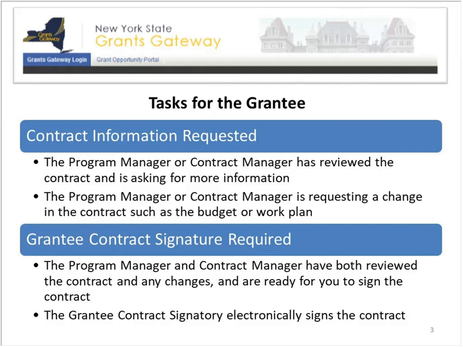And when the contract is sent to you in the gateway, you've got 2 tasks that'll happen. The first one is this contract info requested. I think it'll actually say contract info requested new period, because now we're on the second period, the second year of your contract. So you're going to need to make some changes and some updates. You might have to make some changes in your budget.